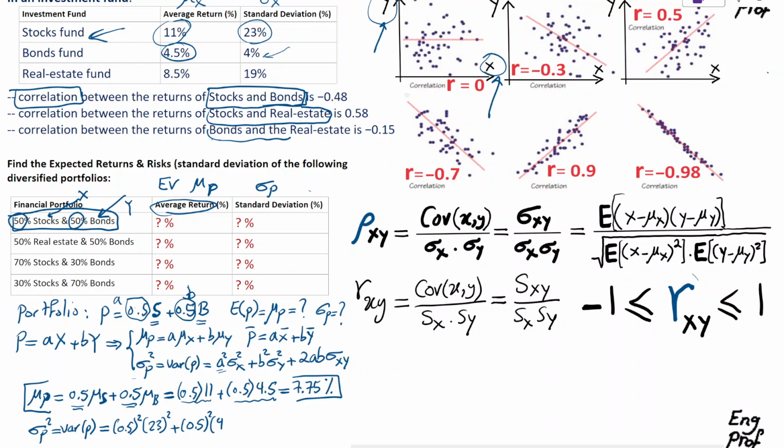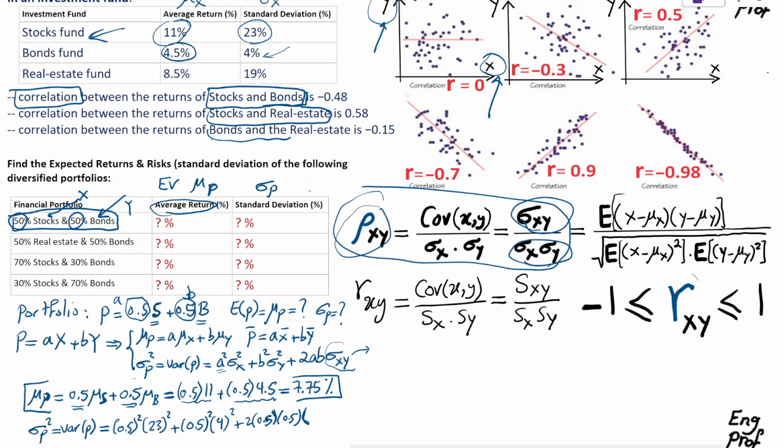So it will be 4 squared, and then finally we have 2 times 0.5, that is a, 0.5, that is b, so I'm talking about this portion, and then finally sigma xy. Sigma xy, we don't have it directly, but we know sigma xy, this component. So we know, using this formula on top, sigma xy, as you can see, let me expand this formula. So sigma xy is just rho xy times sigma x sigma y. So I'm going to substitute for sigma xy using sigma x sigma y times rho xy, or correlation coefficient.